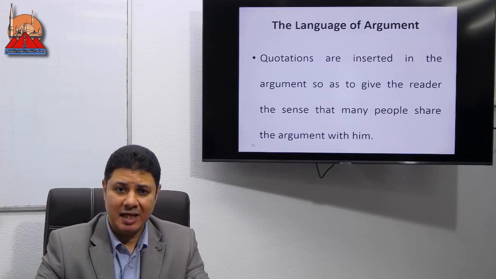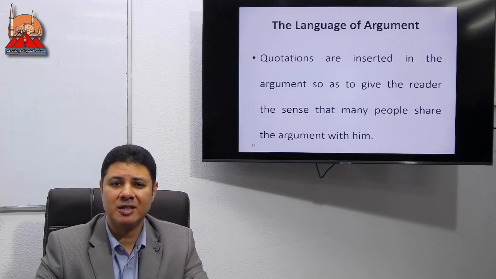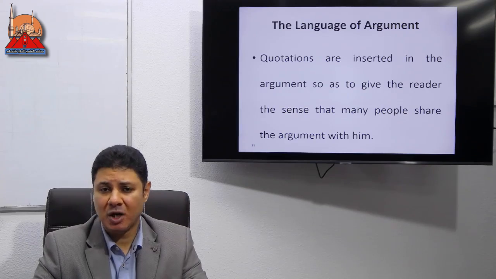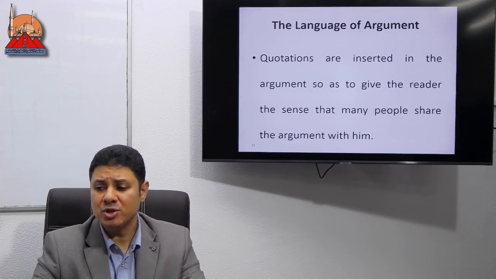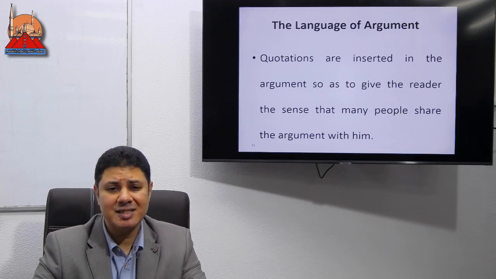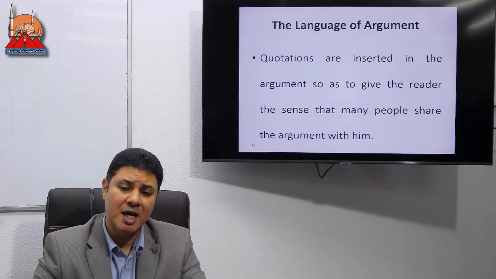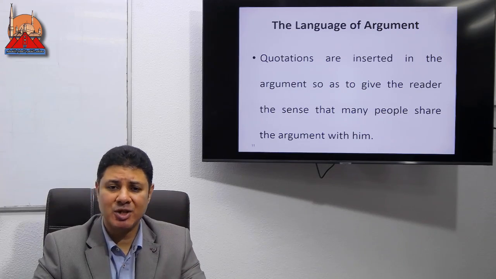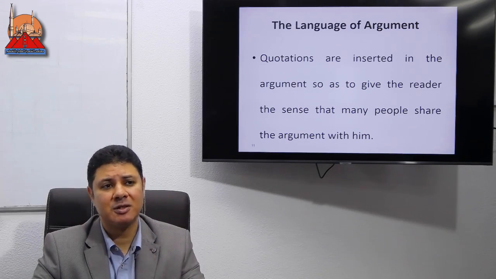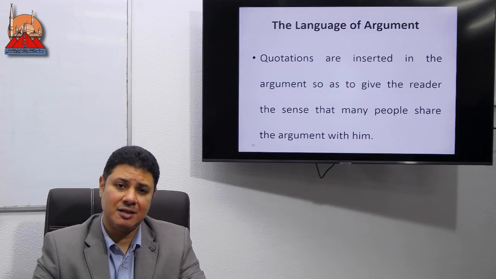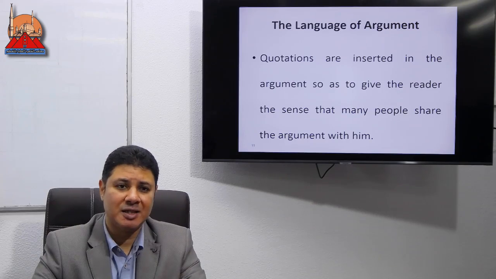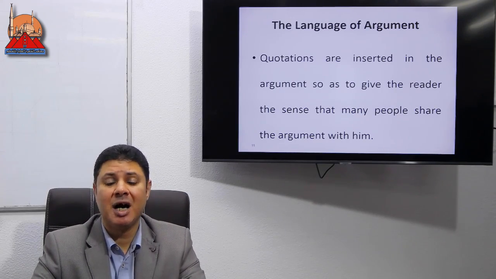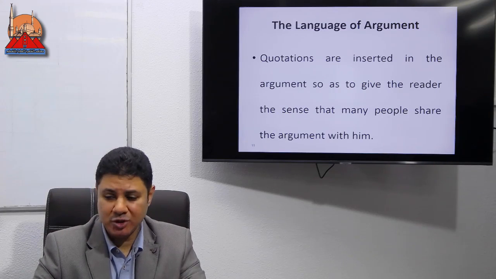In other words, select from the text of a play, the text of a novel, the text of a short story, what proves your argument or what challenges a counter argument. Quotations are inserted in the argument to give the reader the sense that many people share it with you. Many people take you either in the same direction or in the opposite direction. It depends upon whether you are defending an idea or refuting its suggestion. So please be careful that not all quotations are acceptable unless they support your claim, unless they provide evidence for what you say.